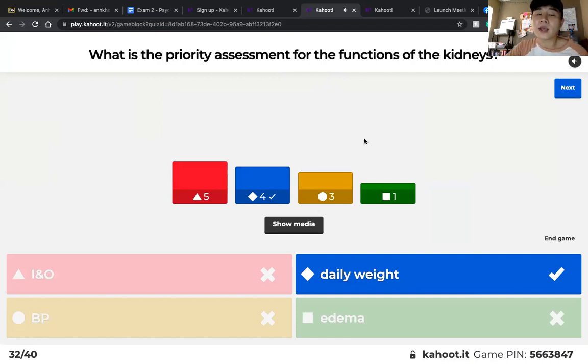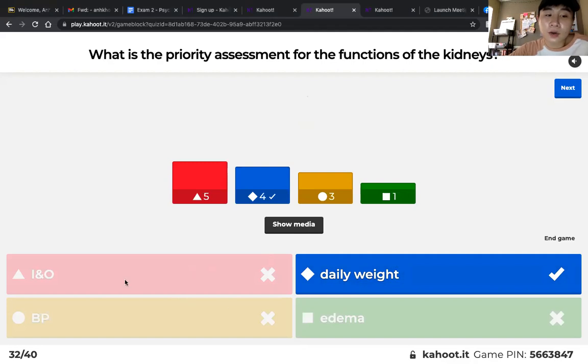All right, daily weight is the biggest assessment for the function of the kidney. I would have picked I&O too. Daily weight is important, because if the patient suddenly gains a lot of weight, it can indicate that the patient is swelling. So that's why daily, and we need to report to the doctor. But I would have picked I&O. So I'll look up this question and make sure to give you guys a better answer.